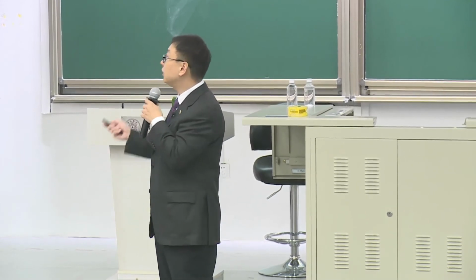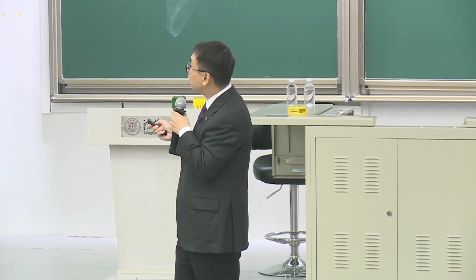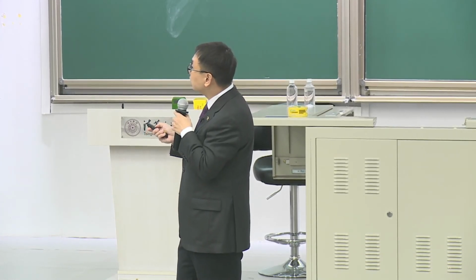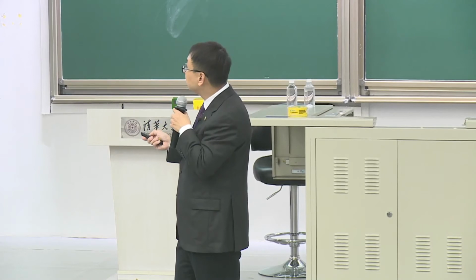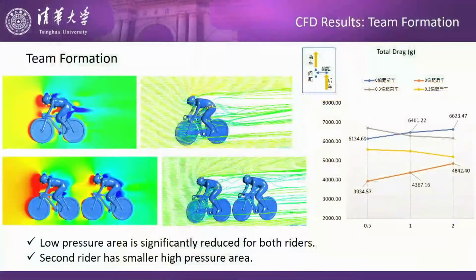And then in team, we found that when two riders get together, this is pressure, this is velocity. They have a lot of low pressure area. However, the second rider goes directly behind the first rider. His higher pressure will merge with the first rider's lower pressure. So both of them enjoy the drag reduction. This is the situation where the second rider directly follows the first one.